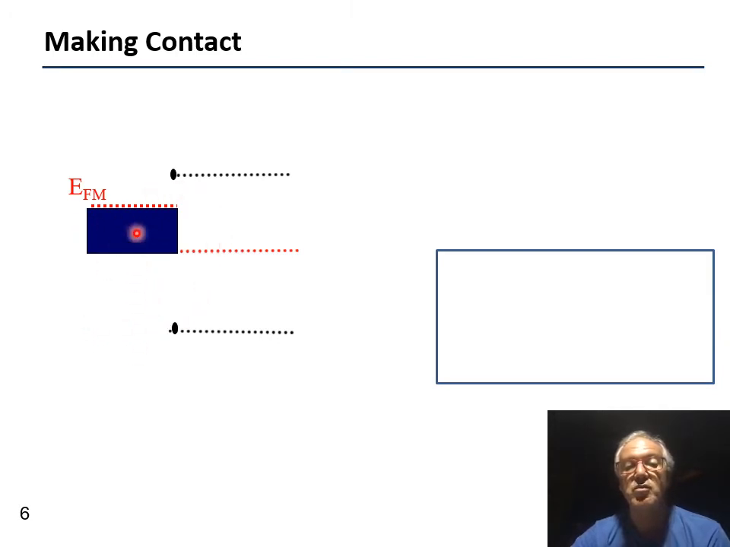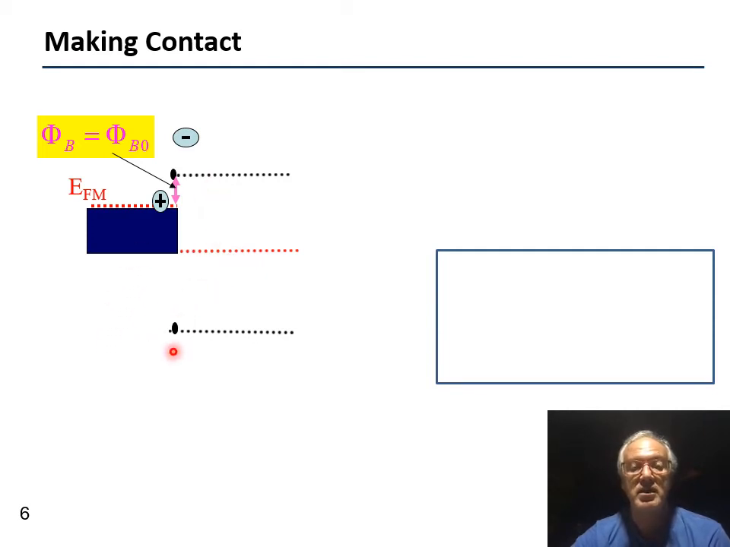Once the two make contact, we see that the Fermi level in the metal is higher. So what will happen is that charge will flow from high to low, and we'll get this kind of charge transfer from the metal to the semiconductor. And this will of course induce a shift in the Fermi level, and the charges will stop flowing once the Fermi level is constant across the interface.